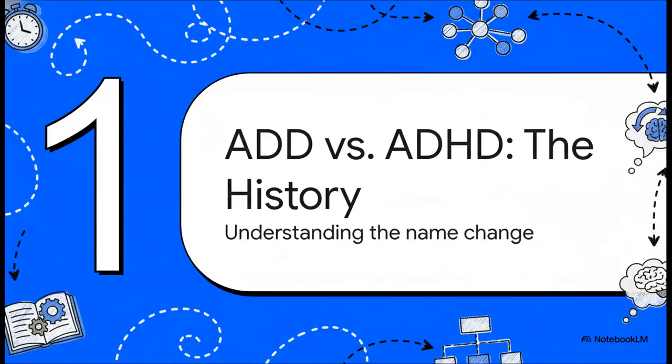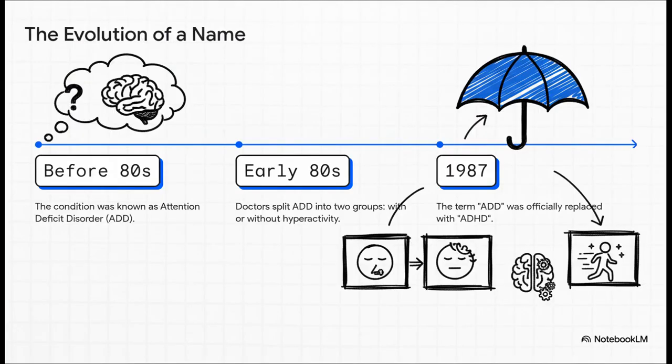So to really understand why the name changed from ADD to ADHD, it helps to take a quick peek back in time. It really shows how much our understanding of this whole thing has grown over the years. Think of it like this. Before the 1980s, everybody just called it ADD. Simple enough. Then, for a little while, doctors started splitting hairs, saying there was ADD with hyperactivity and ADD without it. But by 1987, the experts realized, hey, hyperactivity is a super common part of this, so they brought it all together under one, more accurate name, ADHD.